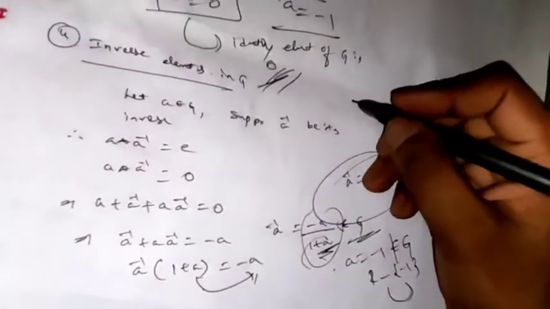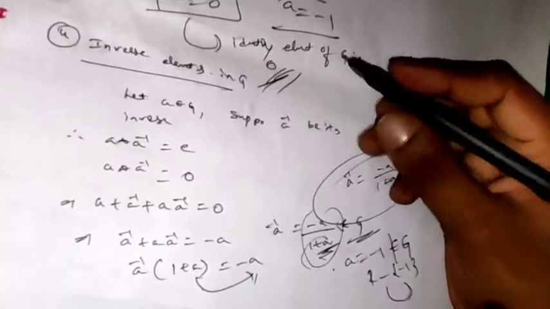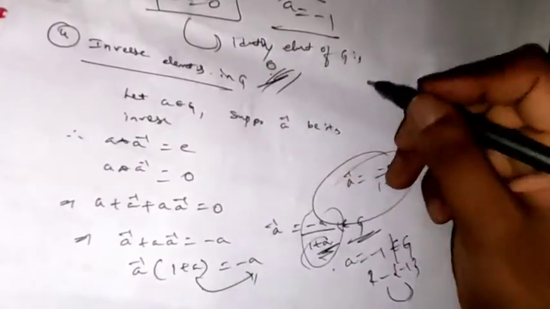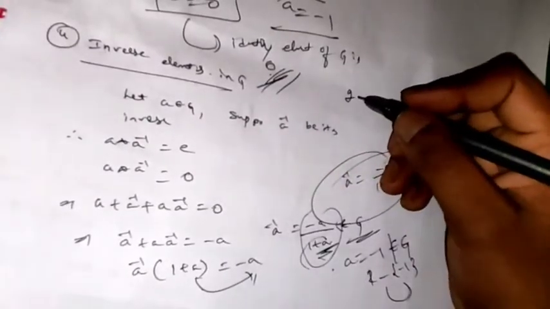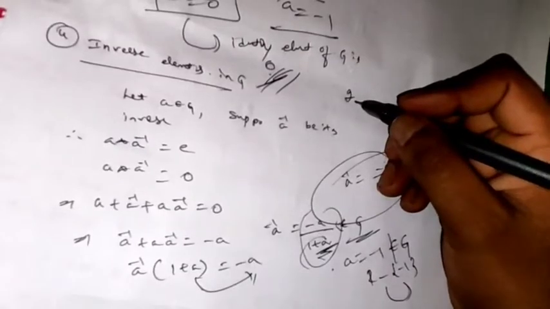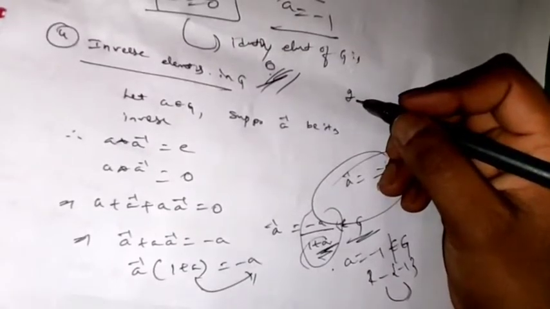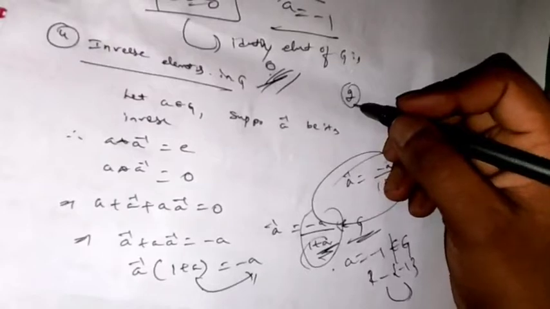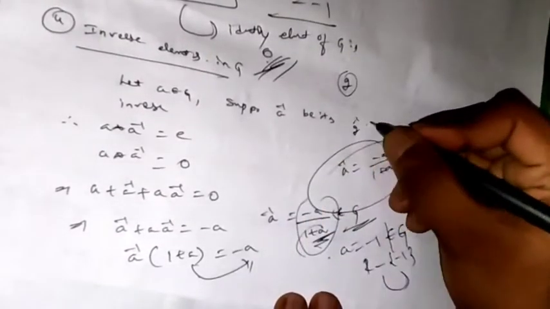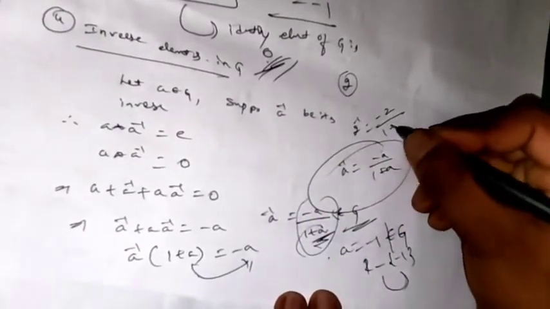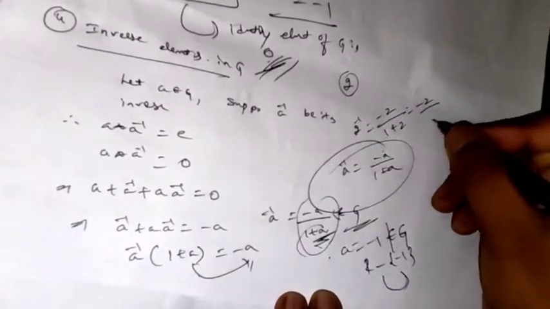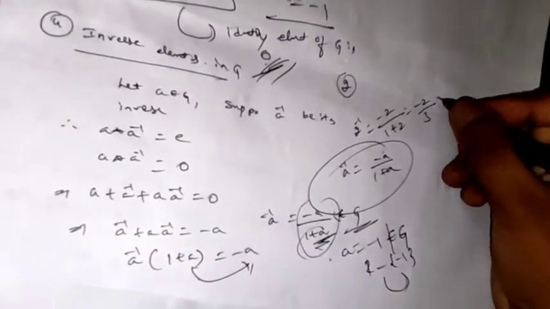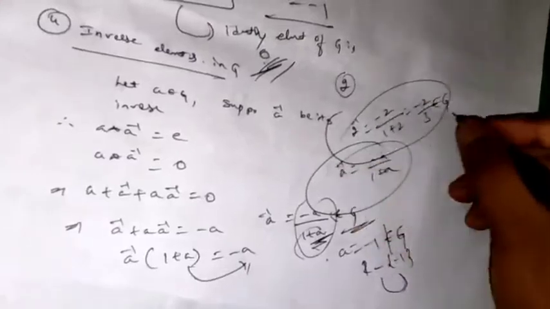Suppose 0 is the identity. Suppose we find the inverse element of 2. They ask a question like this: we have to find the inverse element of 2. Then what do we find? 2 inverse is equal to minus 2 by 1 plus 2, that means minus 2 by 3, which belongs to our group G. Like this we have to solve this type of problem.